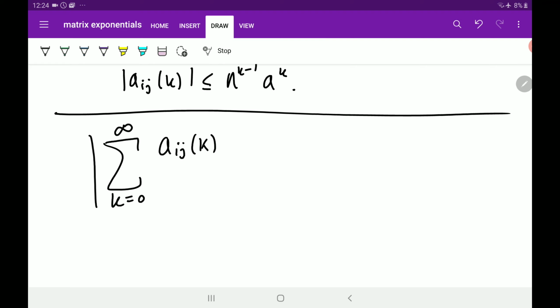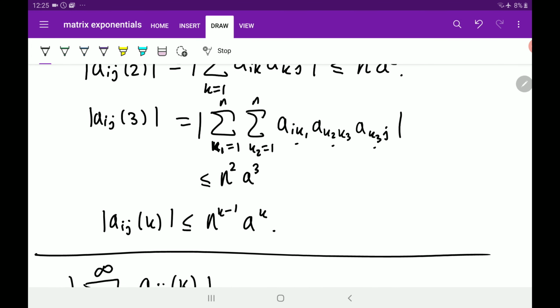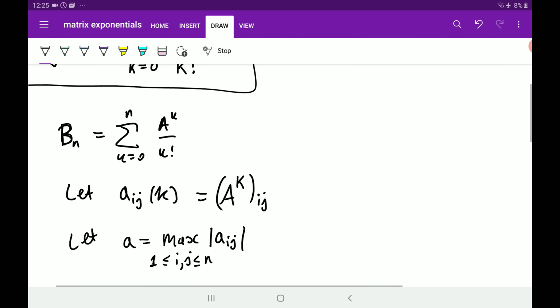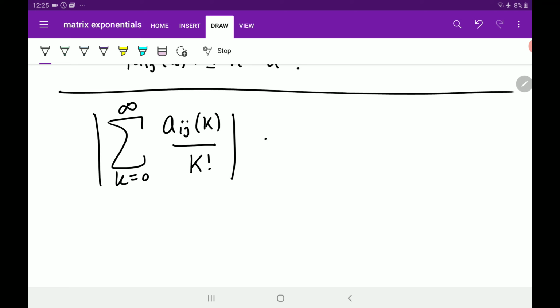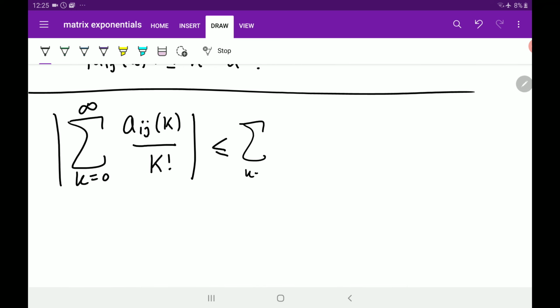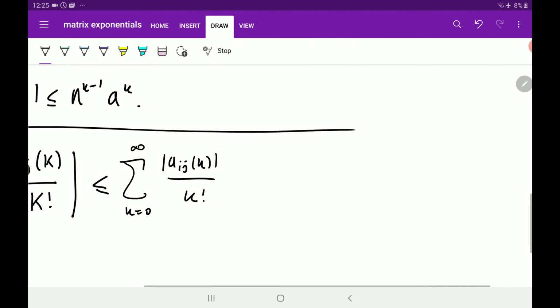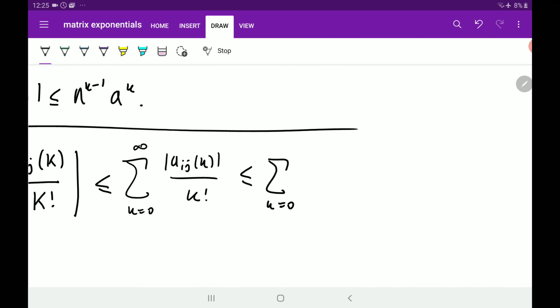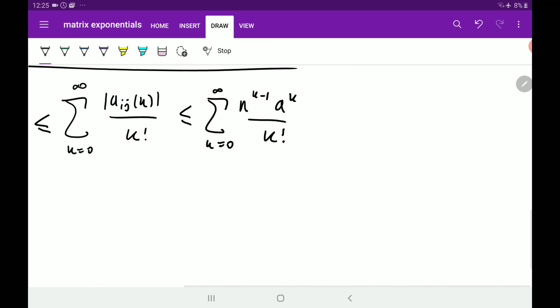Okay, so we're taking a sum to infinity, and this right here makes complete sense. This is just a sum of numbers in the sense of regular analysis. And of course these can be complex valued, so everything works if all the entries are complex valued. Now this is less than or equal to, just from the triangle inequality, this, and then this is less than or equal to n^(k-1) a^k over k factorial. Now we just have to show that this sum converges.